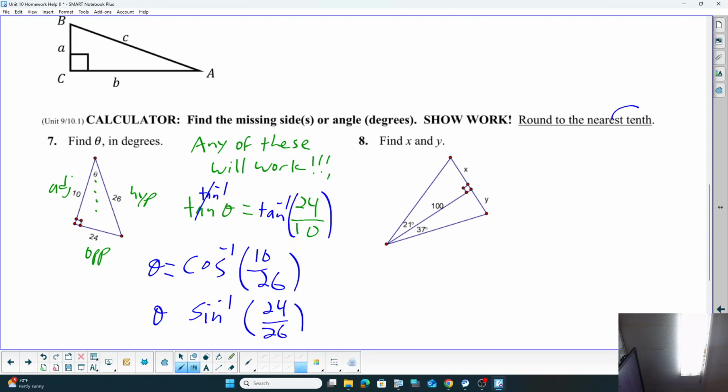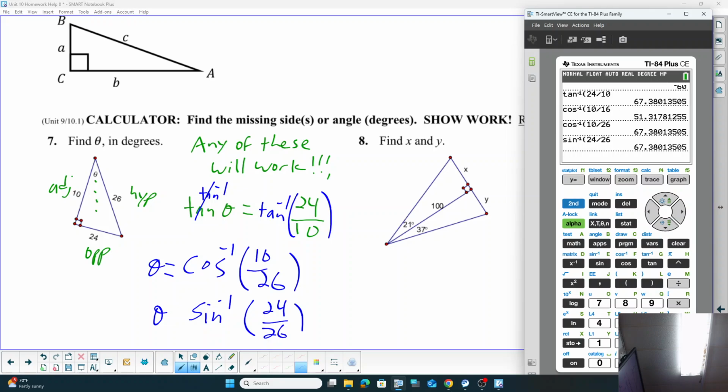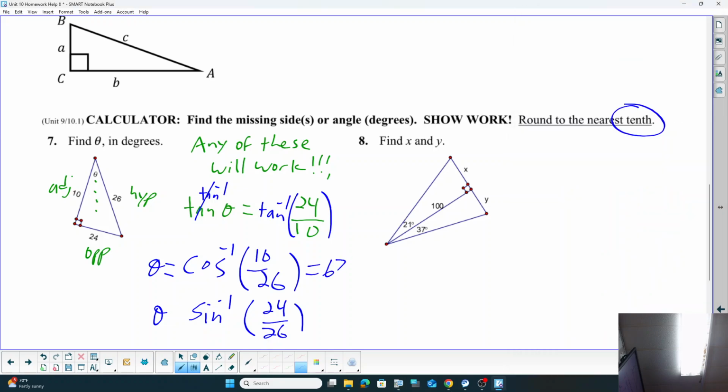So round to the nearest 10th. 67.38 is going to be 67.4. I have a question. Guess what theta is? 67.4! We got it! All 3 of them work. I proved it, showed it to you.